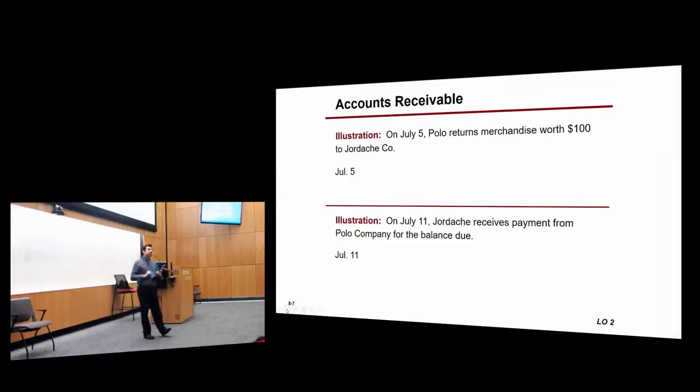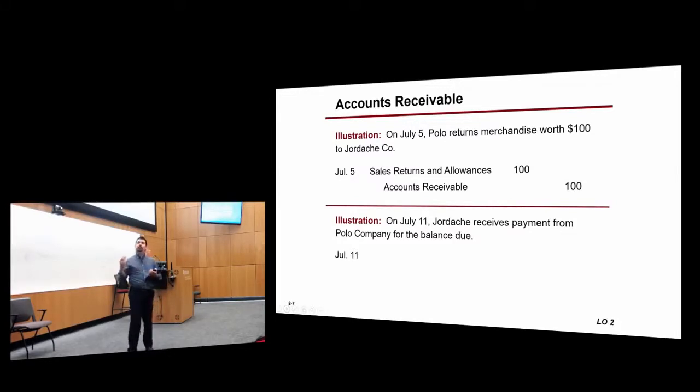Okay? So in this case, the customer returns goods, and when you have sales returns and allowances, that's a contra revenue. What do we credit? Accounts receivable. We did that before. This is why I'm going fast, because we did all this before. Okay? So the customer returned to the company goods that were sold for $100.